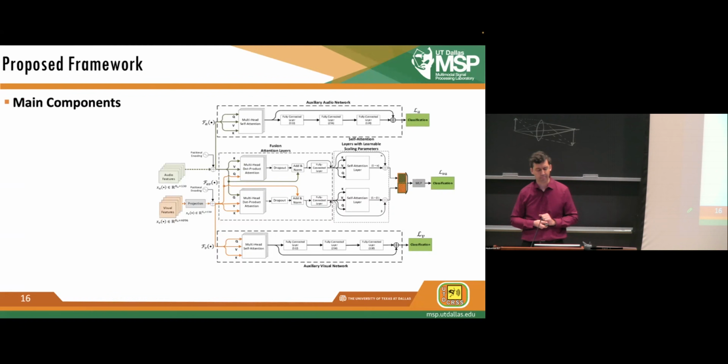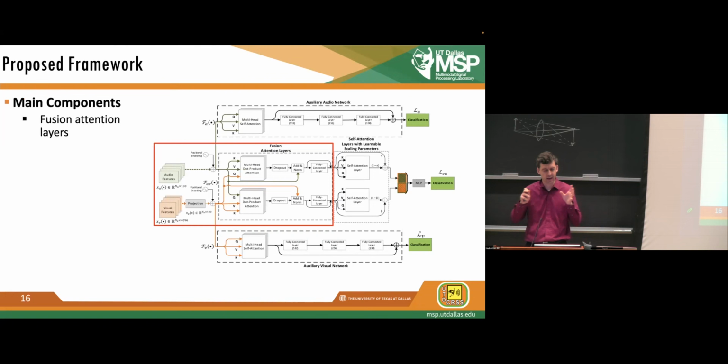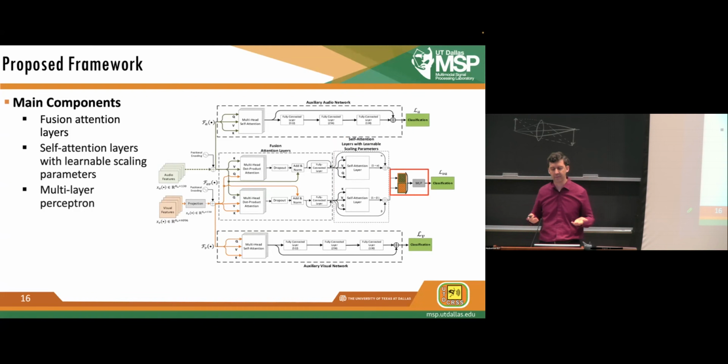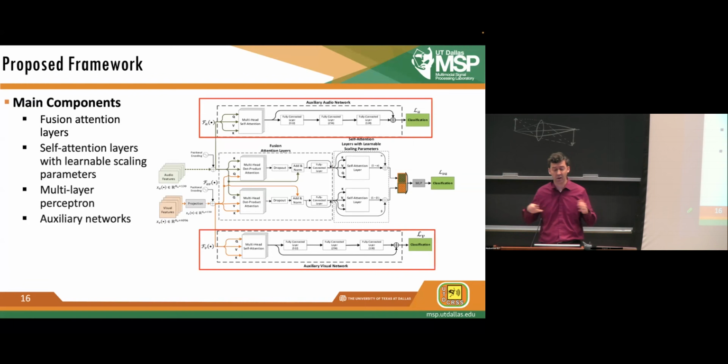The solution that we came up with is displayed in this big diagram. Don't worry, I'm going to explain it very roughly, and then go into more detail. It has a feature attention. This is where all the magic happens, where information is fused between the two modalities. We have self-attention layers with learnable scale parameters where we learn information across frames. And we also have a multi-layer perceptron that does the classification. And on the side, we have auxiliary networks whose whole job is to process one of the modalities separately: one for the audio, the other for the video.